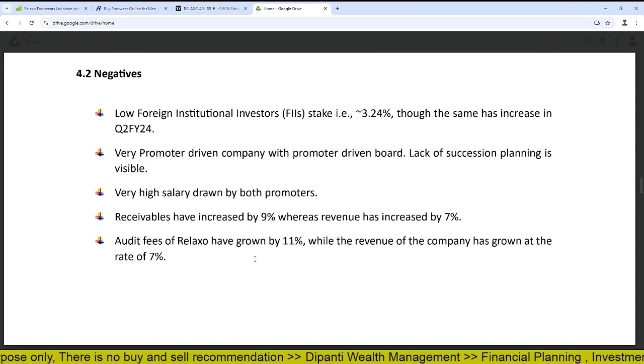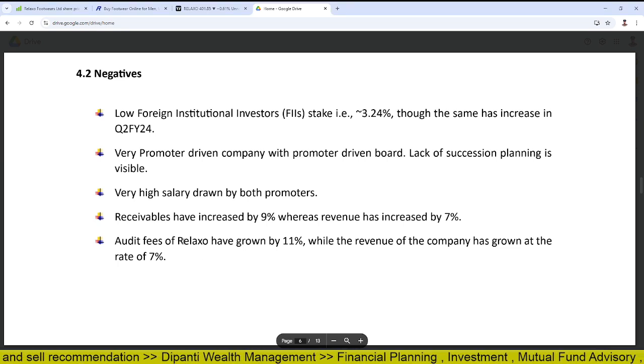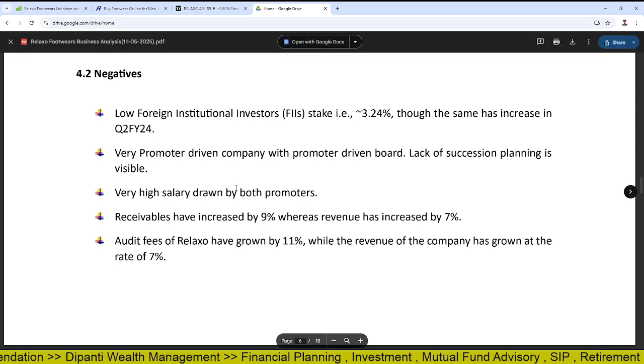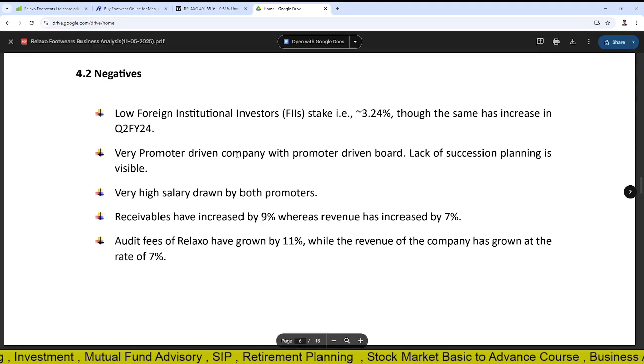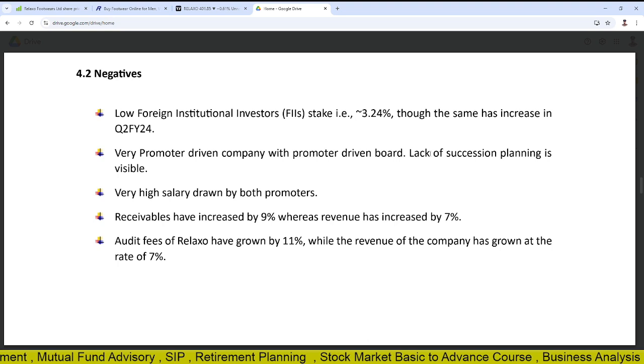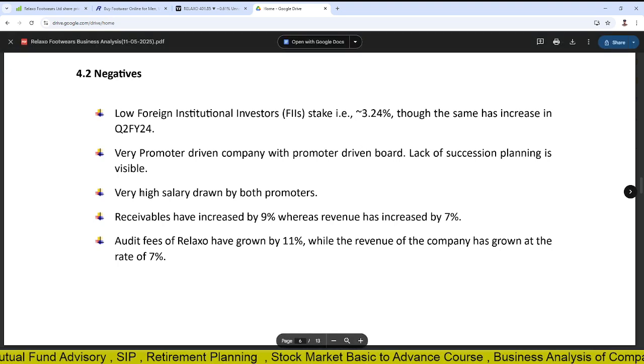So let us discuss the negative points. First negative point, low foreign institutional investors stake, almost 3%. That is also a bad sign. That means foreign investors are not looking at this stock, they are not finding any reason to enter this stock right now. Very promoter driven company with a promoter driven board, lack of succession planning is visible.